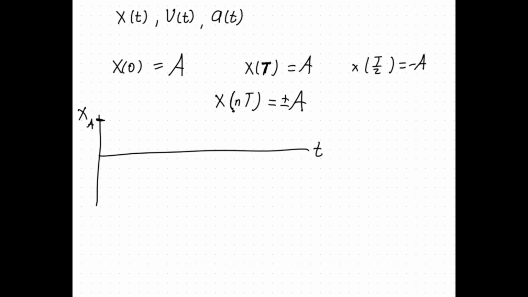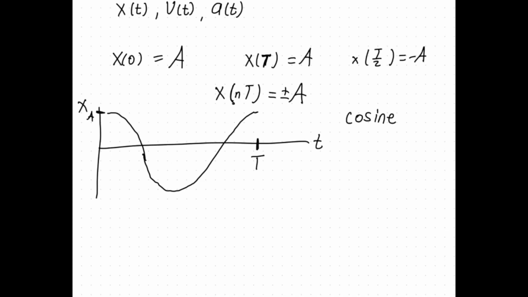It's then going to go through to some 0 position, and then it'll go to some negative A, and then back up to a positive position. And when it reaches that positive position again, our time is capital T. So now maybe you can see that this is probably going to be something related to a cosine function, right?